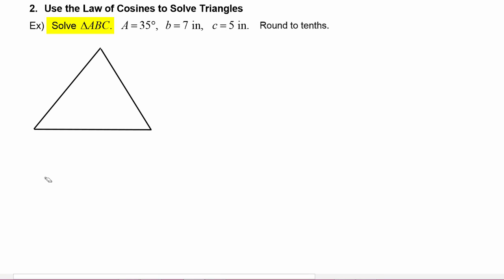It doesn't matter which vertex we label which letter. Let's maybe call this one A. We'll put the B here and the C here. Now let's label our givens. We know that angle A is 35 degrees. Side B is equal to 7, so that has to go opposite of angle B. And side C has to be 5, opposite of angle C.